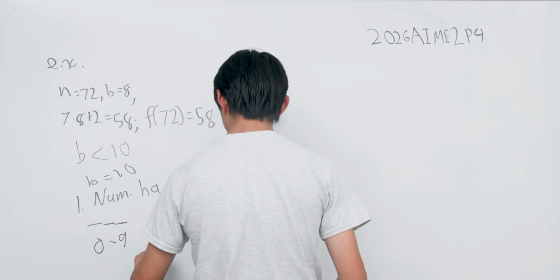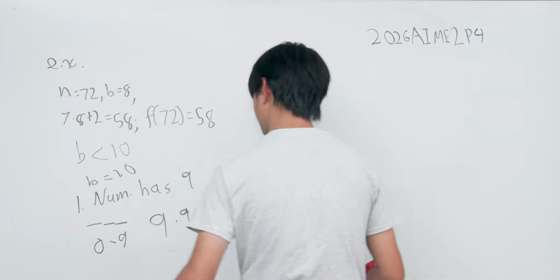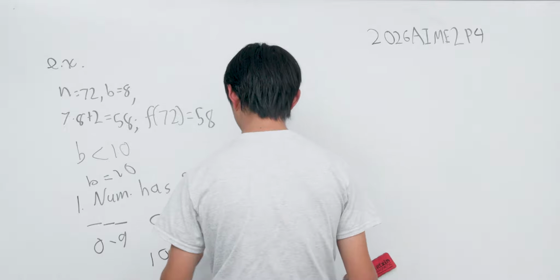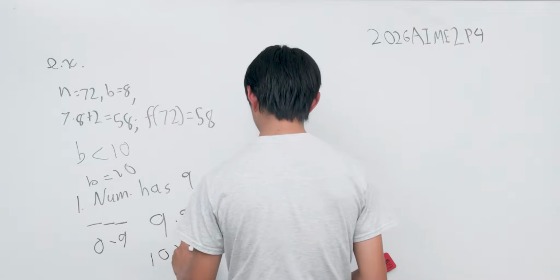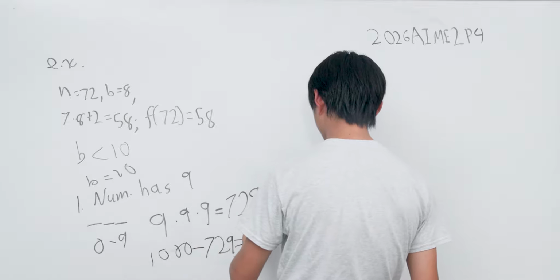However, we do 1000, the total number of cases, subtract the ones we don't want, and then we get 271.